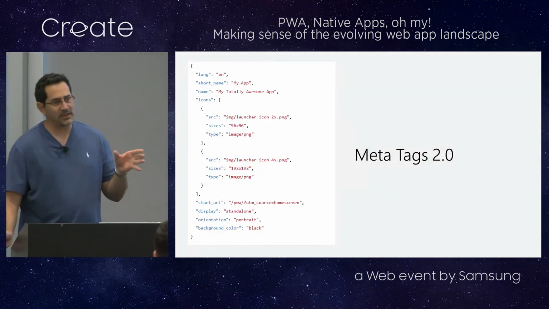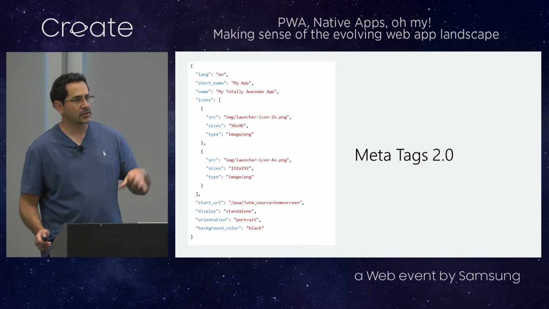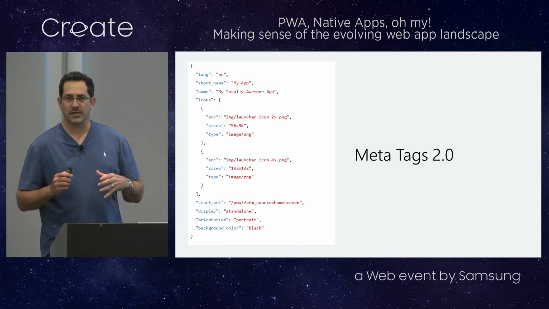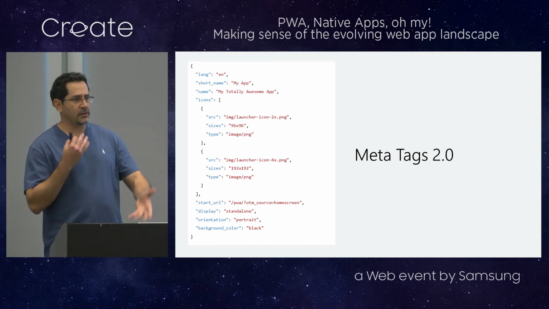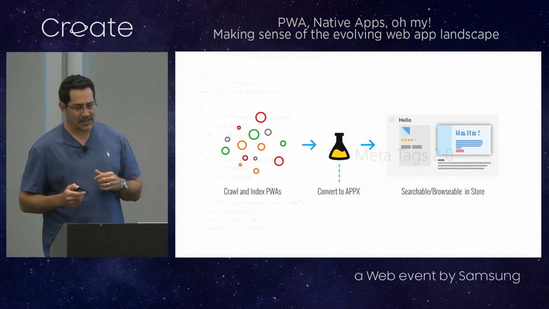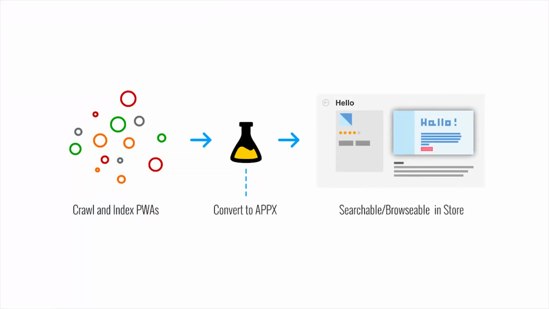So it'll be based on meta tags. That's the way we work. We're going to look at your web app manifest. We're going to make sure that you formatted it correctly, that you have all the things that we need to actually go ahead and bundle it up into what we call an AppX. It's just an application package. Think of it as a fancy name for a zip file. All right? But we take that, and that's how we're going to publish it to the store, and we're going to make it searchable through our Windows Store.